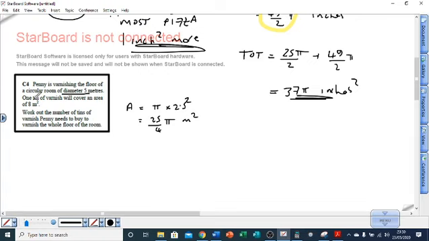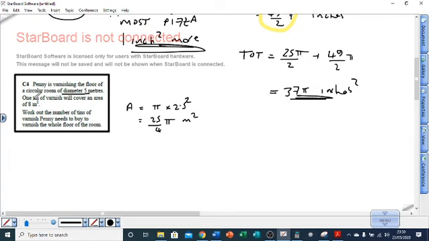So there's my times by pi to get pi into it. Okay, so there's my answer previously, and see how many times 8 will go into it. 2.45, so 2.45 times. So I will need 2.45 tins. You can't buy 2.45 tins, so therefore Penny will need 3 tins.